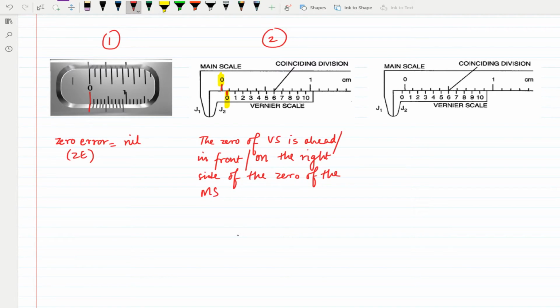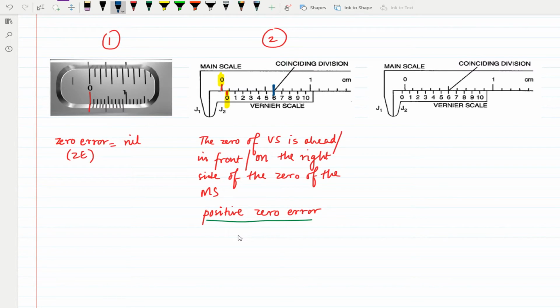So such type of error is called positive zero error. Okay, so how do you find positive zero error? What you will do is you will see which division of the vernier scale is coinciding with the main scale. So in the image you can see division 6 is coinciding with the main scale. Coinciding means it is coming directly in line with the main scale. Okay, that is the coinciding division.